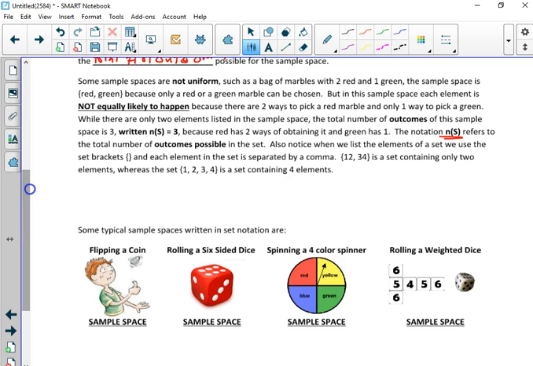Also notice when we list the elements of a set, we use braces and separate by a comma. Okay? {1 2 3 4} is a set containing only 1 element, whereas {1, 2, 3, 4} has 4 elements. So the commas are important.